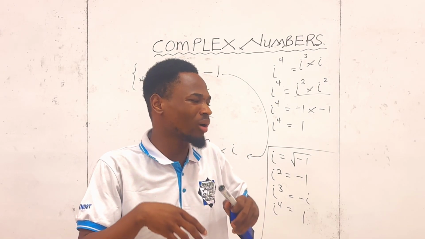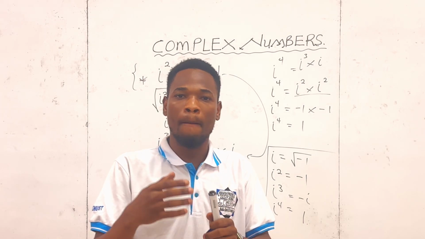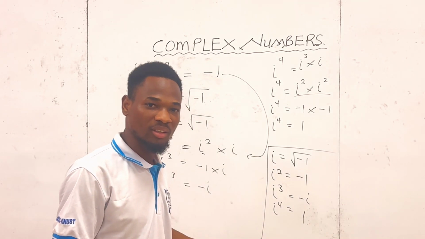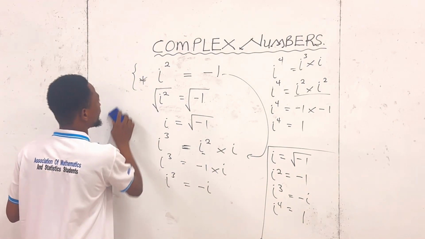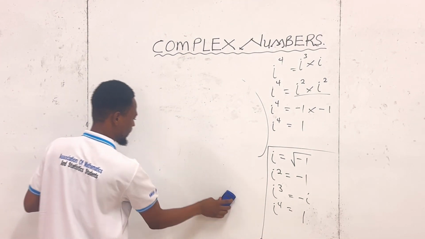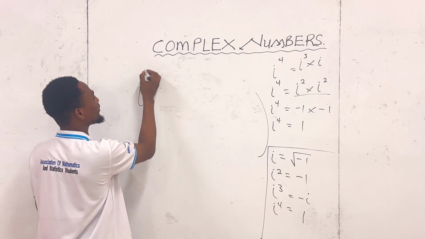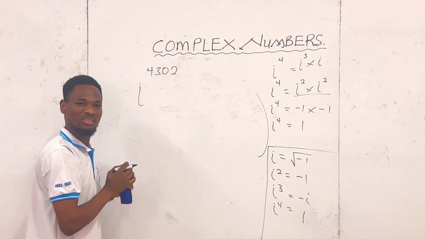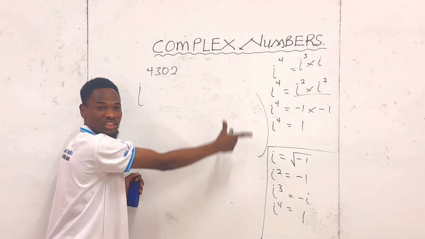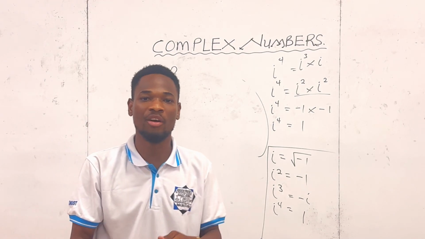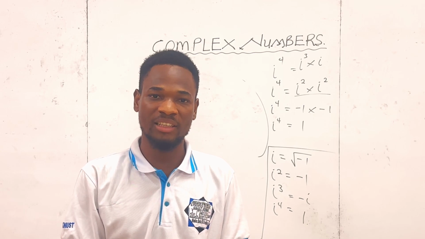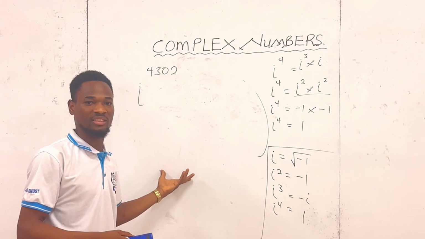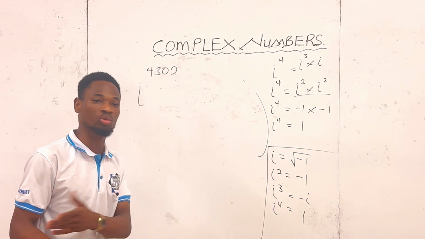So what happens if you have bigger exponents or powers? Are you supposed to do this? For instance, let's say you have i raised to the power 4,302. Will you try to split it this way? That will be very difficult. So we have another way to reduce this in order to continue doing your work.